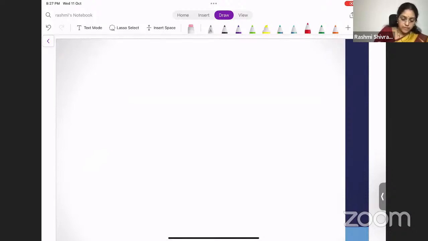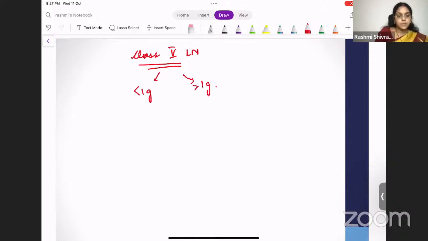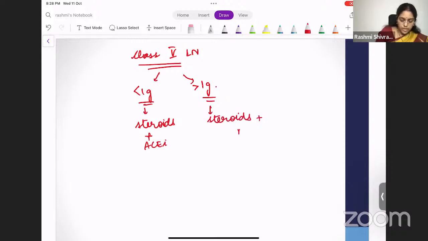Then, if the patient has class 5 lupus, this is a common question found in MCQs. If you have class 5 lupus nephritis, how will you treat the patient? You should see whether the patient has proteinuria of less than 1 gram or more than 1 gram. If the proteinuria is less than 1 gram, then you just give the patient oral steroids plus ACE inhibitors to reduce the proteinuria. But if it is more than 1 gram, then you should treat the patient with steroids plus mycophenolate mofetil. In some cases, even cyclophosphamide will be required.